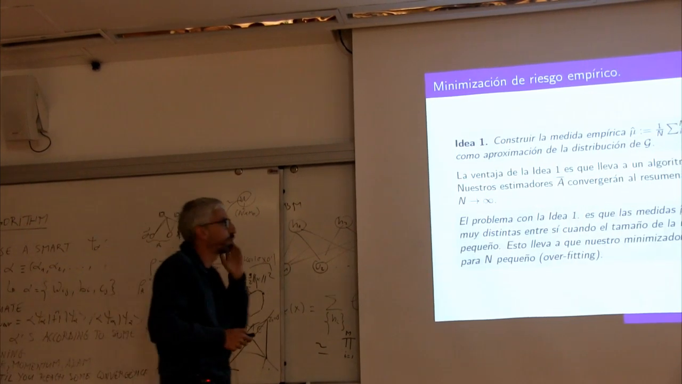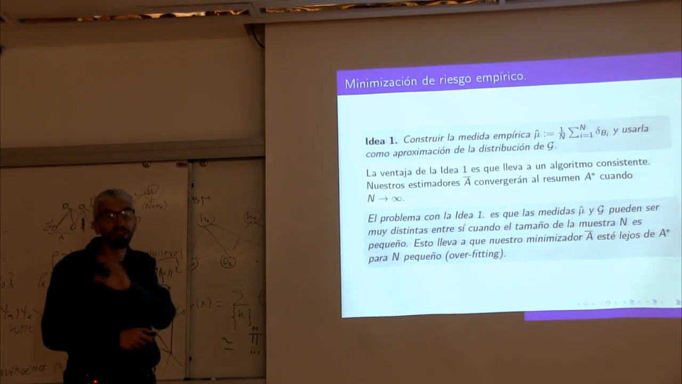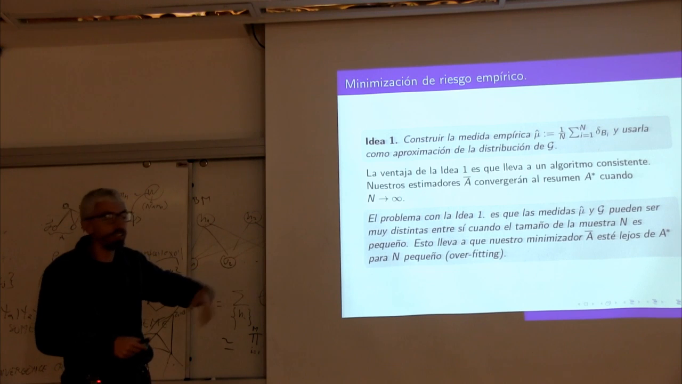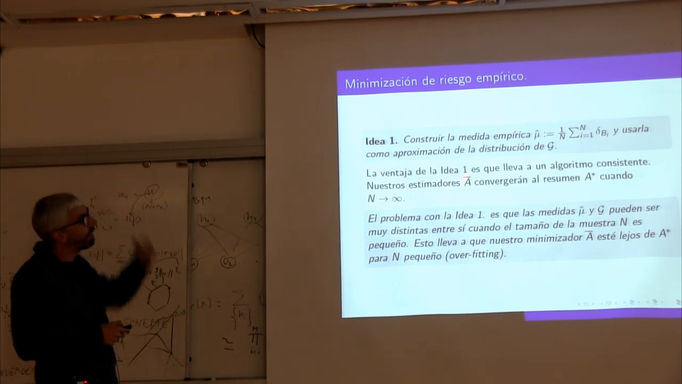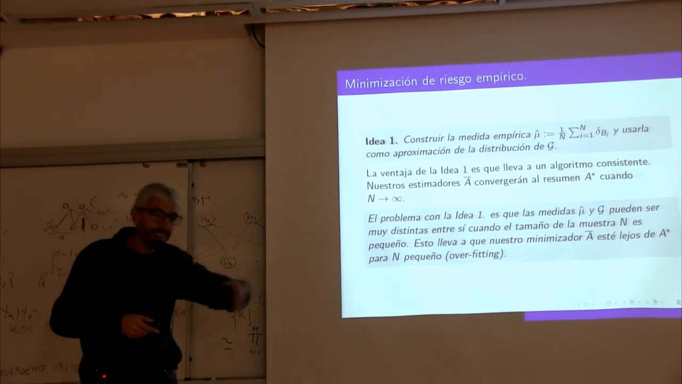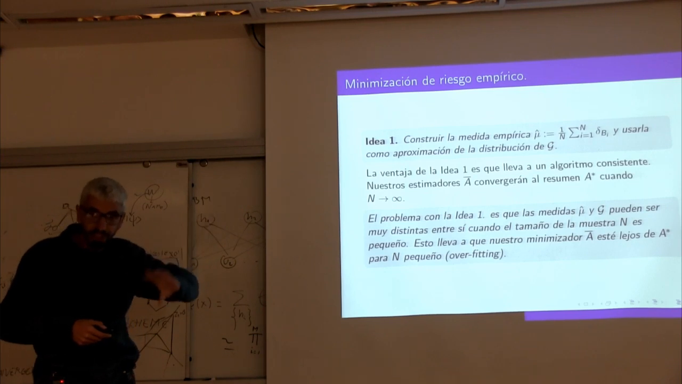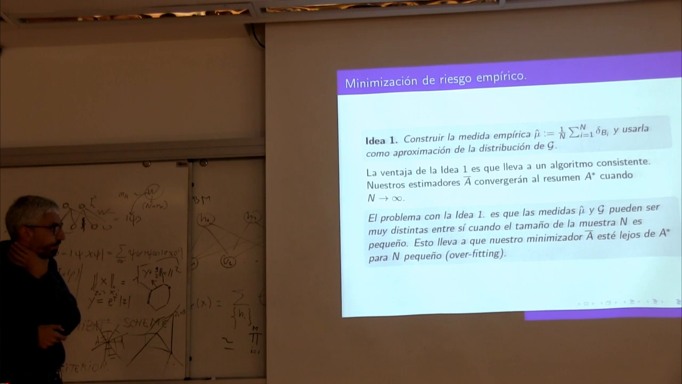And this naivest possible solution has a few advantages. The first one is that it's very simple. You can run this, it's trivial, and you can do it in an infinite graph. In the Facebook graph you can do this. And the other advantage is that it leads to a consistent algorithm, in the sense that as the number of samples grows, you are guaranteed to eventually reach the truth, to eventually reach the correct A star.